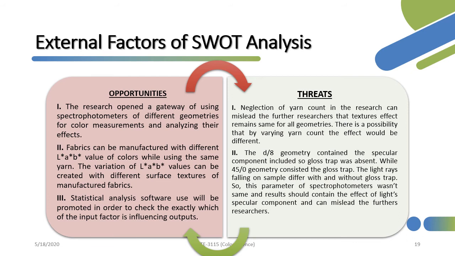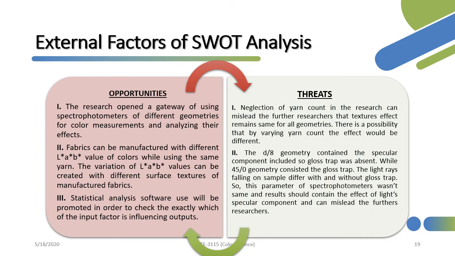analyzing their effect. In future, researchers may use more than two or three geometries of spectrophotometers in order to analyze which one's L, A and B measured values are more accurate for colors, and ultimately they will find that this one geometry is more accurate for color measurement. The second opportunity is that the industrialists can manufacture fabrics with different L, A and B values while using the same color yarn.